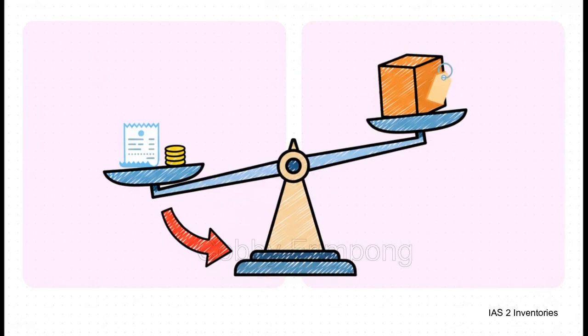This is a super important accounting concept called prudence. It's all about making sure we never overstate our assets, because the last thing you want to do is tell the world your stuff is worth more than it really is.